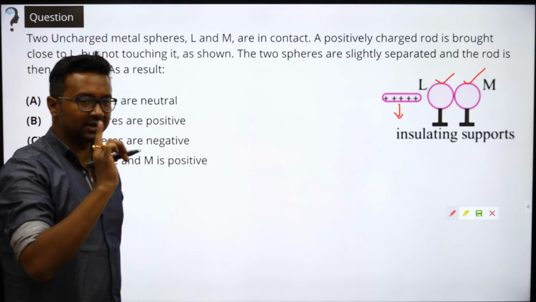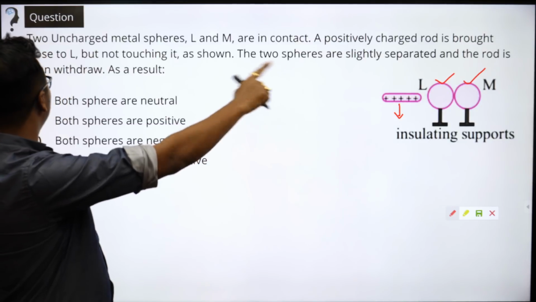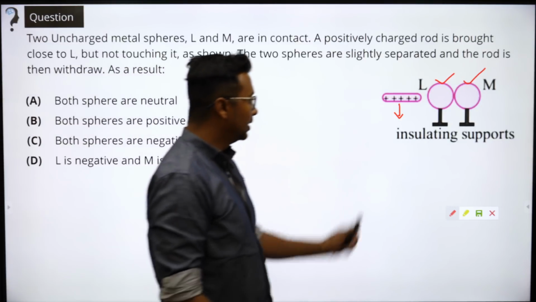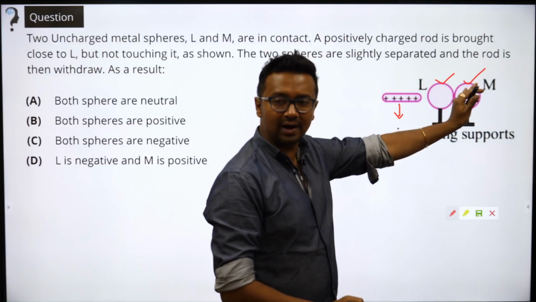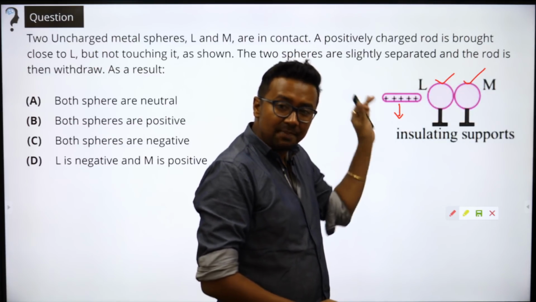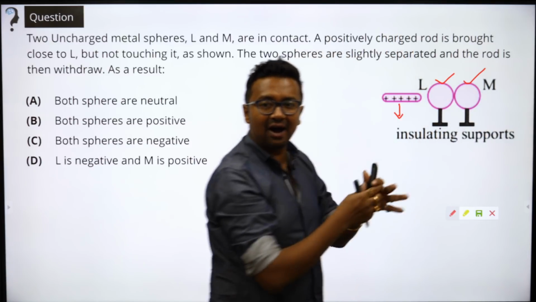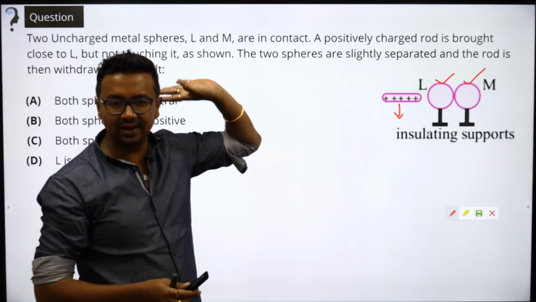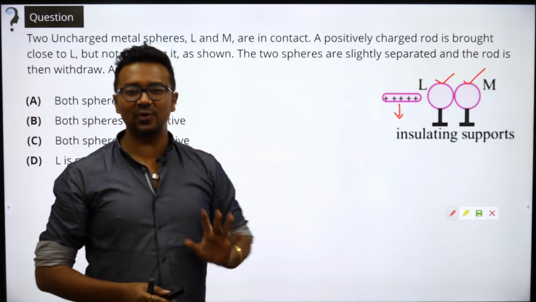All right, remember this. The two spheres are slightly separated and the rod is then withdrawn. The rod is there and these two are touching each other. After, in the presence of the rod only, these two are moved apart, and after that the rod is also taken away. So what is going to be the answer out here?